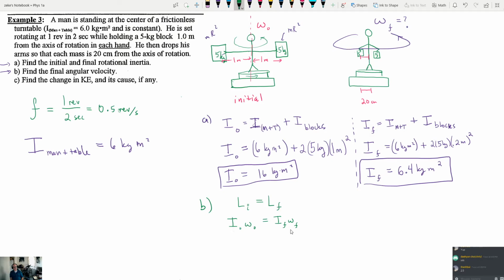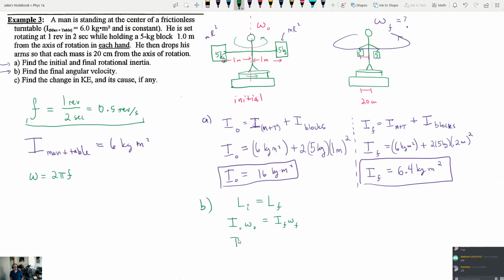We already know what I initial is, and we already know what I final is. But with omega, one thing we can do real quick is to say that there's a relationship of omega to frequency, which is omega is equal to 2 pi times frequency. So we have two options here. I can either replace each of my omegas for frequency, since we already have this one in frequency, which I think is what we'll probably do, or I can convert this frequency into angular speed. It doesn't really matter. You'll get the same answer either way. So I'm just going to leave it in frequency.